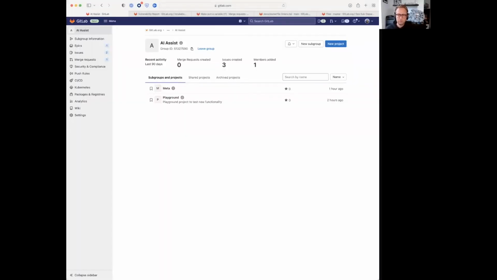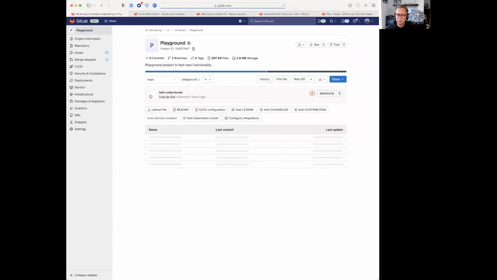Well, what's notably to share this week. So I've created this subgroup AI Assist within Incubation Engineering. Currently it contains two projects, Meta, which is used for progress issues. And I created another one for the Playground, which is basically a project that I can run some CI/CD in and start working on linters.